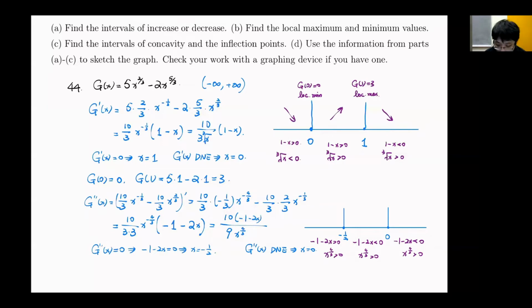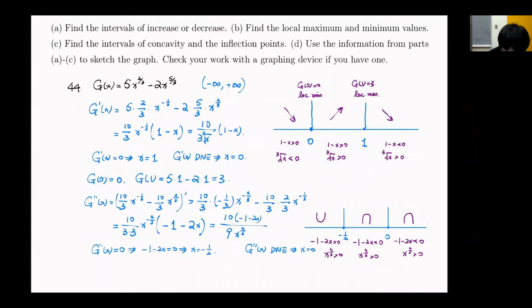Over here, we see that f double prime is negative, so the function is concave downward. The function is again going to be negative, so it will be concave downwards, and finally to the left, it will be concave upwards. So this finishes the concavity test, and moreover, you see that at the point -1/2, the concavity changes.